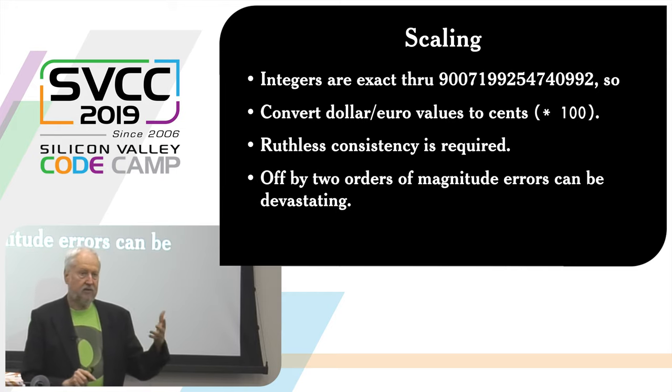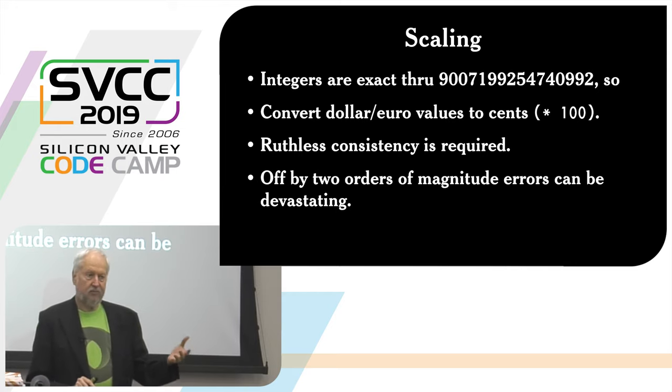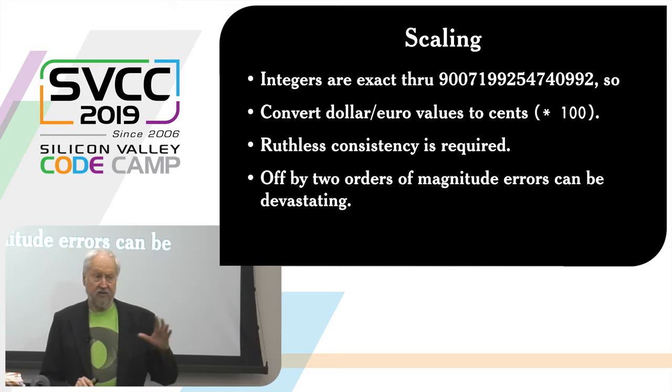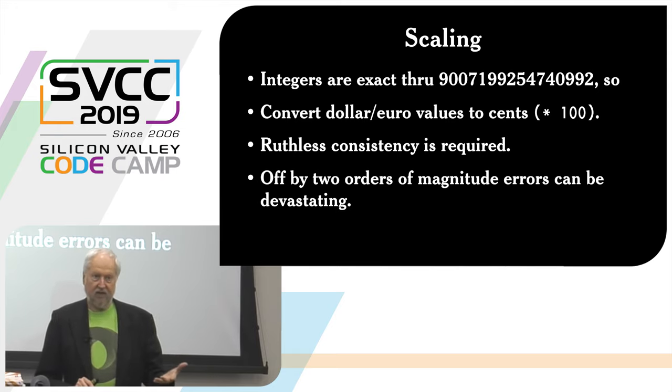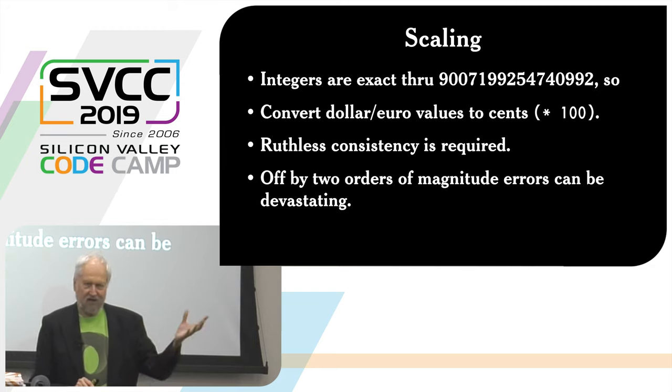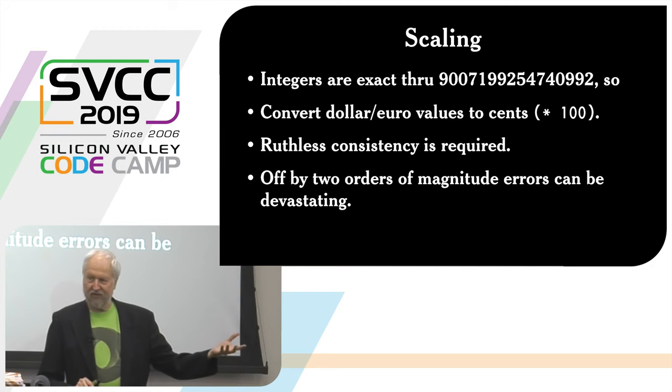But dollars are not integers, but we can make them integers. So we can multiply our dollars or euros by 100. That turns them into cents, whole cents. Those are integers. We can add them and get the right answer. So that's good. But you have to be ruthlessly consistent in doing this. You can't be a little unsure. You can't forget to have scaled something.